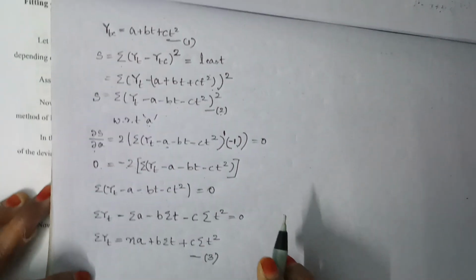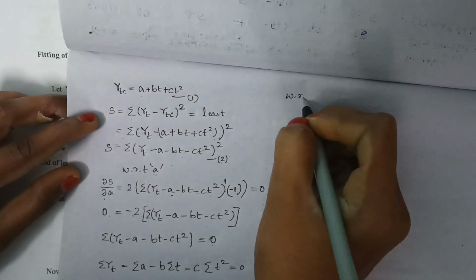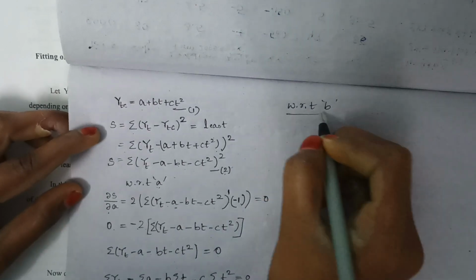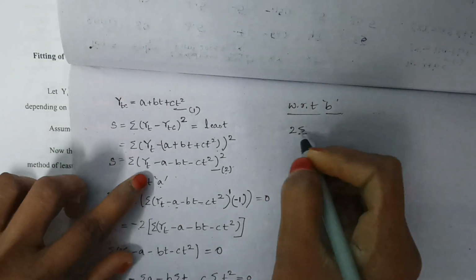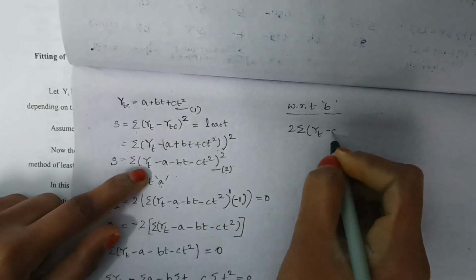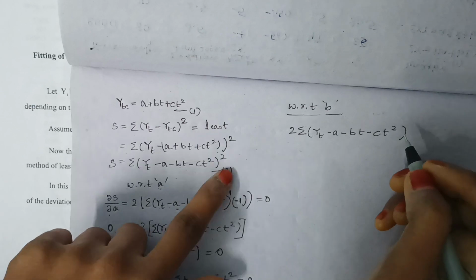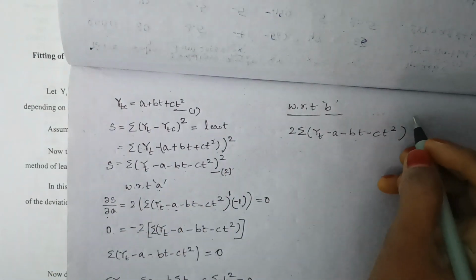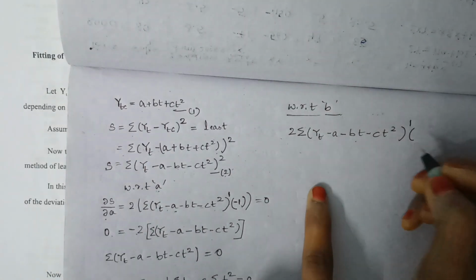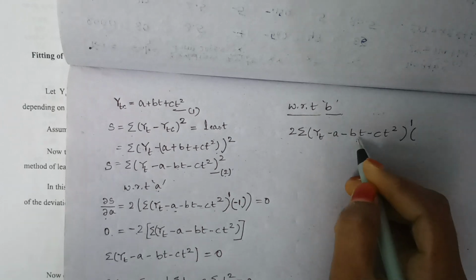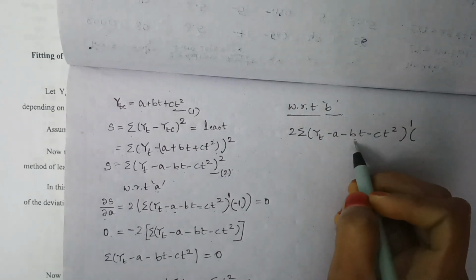Now with respect to b. Therefore, take the same second equation and partially differentiate with respect to b. So we get 2 summation yt minus a minus bt minus ct square, and x to the power of n is n into x to the power of n minus 1. So here 2 minus 1 is 1. Here we are partially differentiating with respect to b, so except b, the remaining terms become constant. So we only differentiate for the variable.